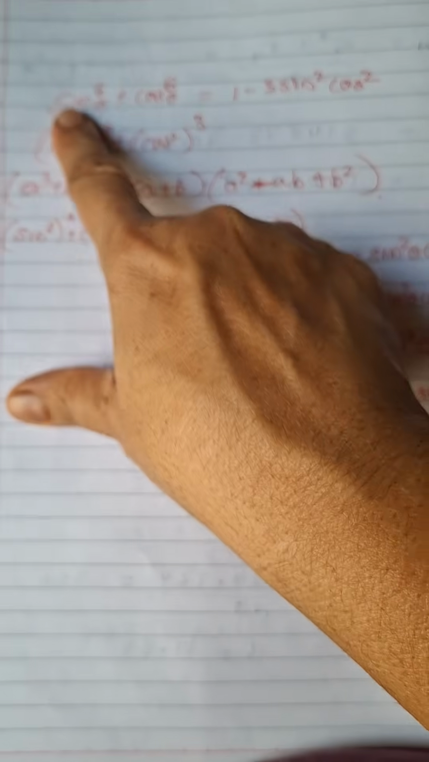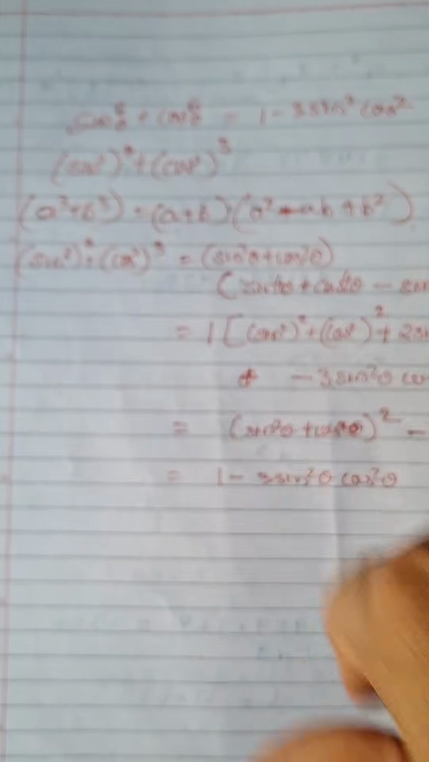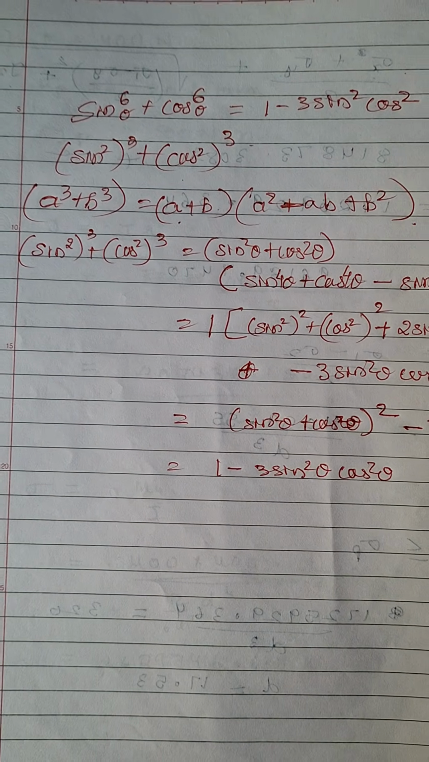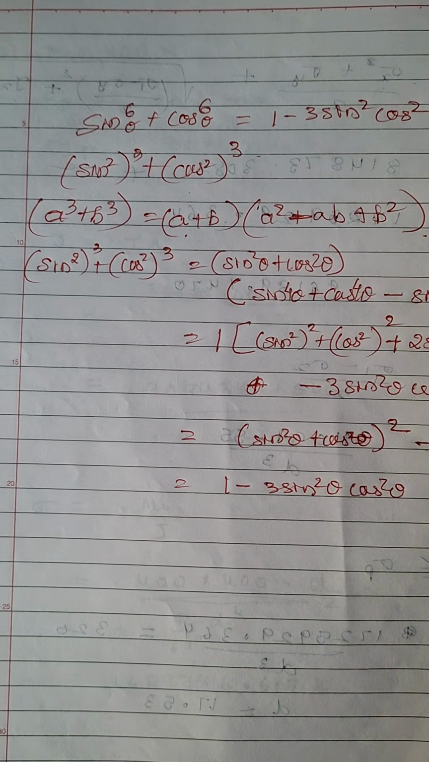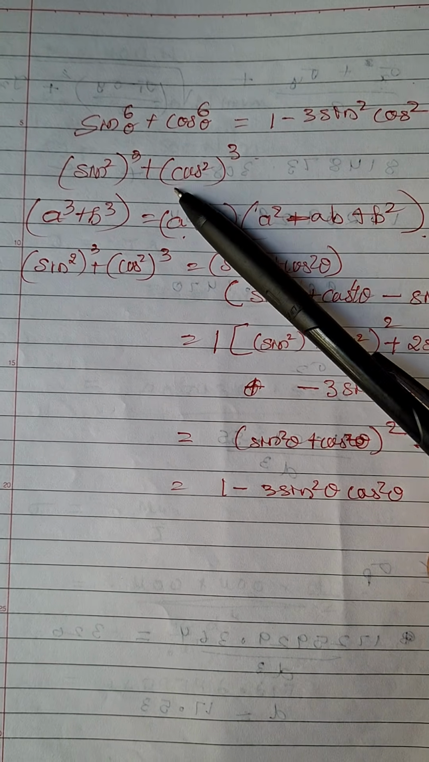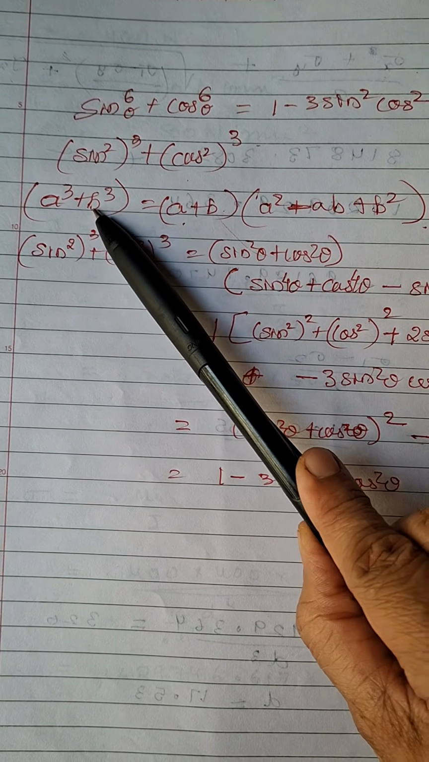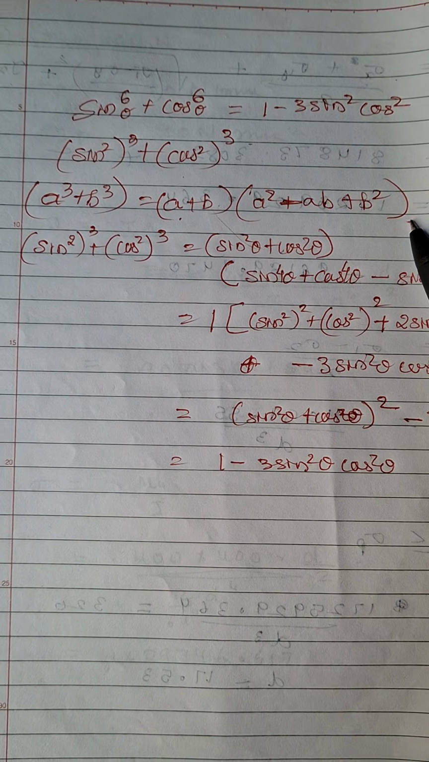So first convert this power 6 as (sin^2 theta)^3 + (cos^2 theta)^3. Why? Because we can get an expansion of (sin^2 theta)^3 and (cos^2 theta)^3 as a cube plus b cube form. So I have written an identity here that we can use.